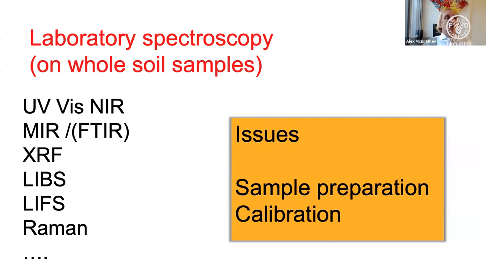So we have laboratory spectroscopy, and the idea is to do it on whole soil samples, not to have to separate, extract, and so on. We have a whole set of techniques at the moment that we can use for whole soil samples, like UV-vis-NIR, MIR, XRF, laser-induced breakdown spectroscopy, laser-induced fluorescence spectroscopy, Raman, etc. I think there are a couple of issues for all of these that we have to be concerned about: sample preparation and calibration. These are the issues that people have been working on for NIR and MIR for the last few years. Next slide, please.